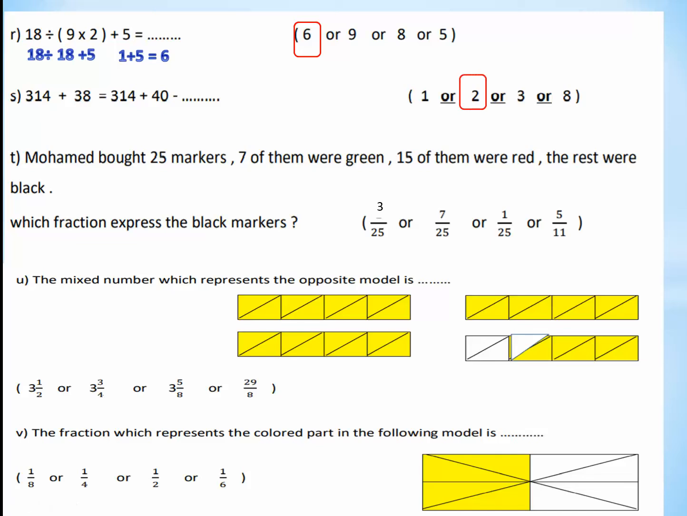Muhammad bought 25 markers. 7 of them were green and 15 of them were red. The rest were black. So we must find the number of black markers. Let's subtract 25 minus the sum of the other two colors. 7 plus 15 equals 22. It will be 25 minus 22 equals 3. Which fraction expresses the black markers? Yes, 3 over 25.